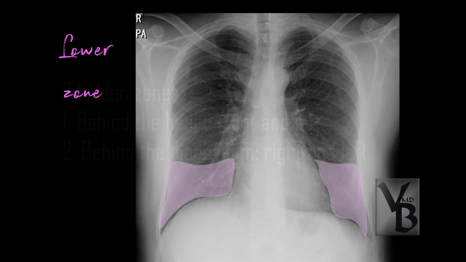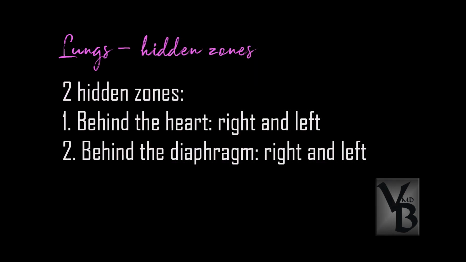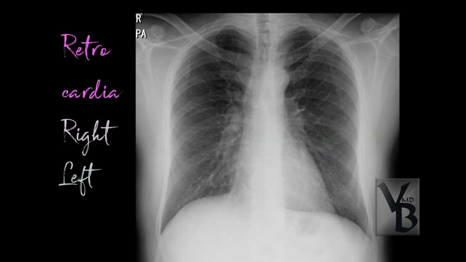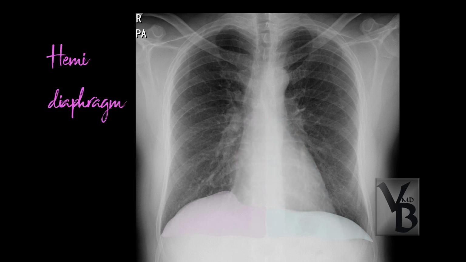Now that we have covered the obvious areas of lung, we also need to look at the hidden areas of the lung. There are certain areas of the lung which cannot be seen in a frontal chest projection. One such area is the retrocardiac area, and the other is behind the diaphragms. So we can denote them as to the right of midline and to the left of midline.